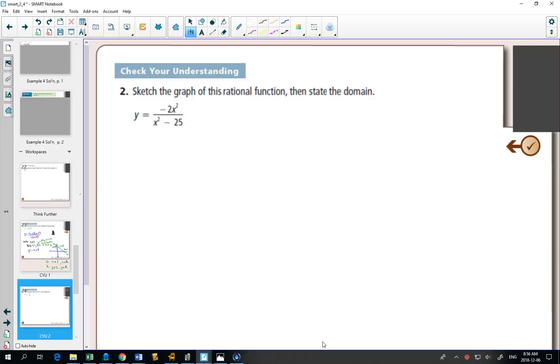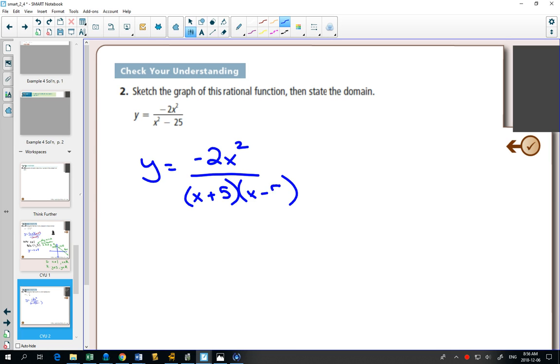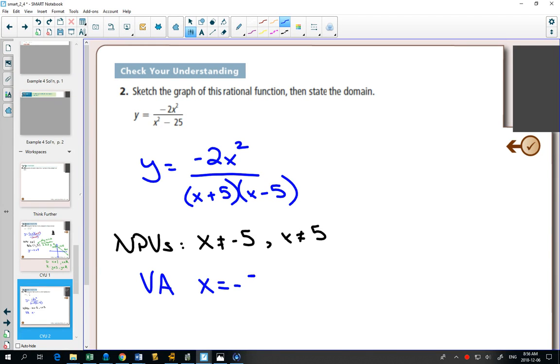We start by factoring. Negative 2x squared over the bottom is a difference of squares. And so our non-permissible values, x can't equal negative 5, and x can't equal 5. Step 1, are those going to be holes or vertical asymptotes? While we check, do any of our factors cancel out? No, so they'll both be vertical asymptotes at x equals negative 5 and x equals 5.